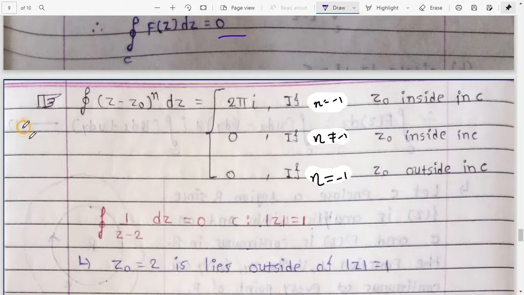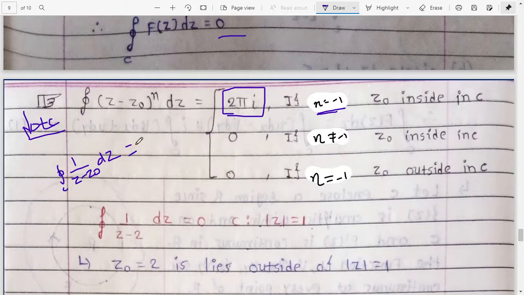Now, note: the integration over closed curve of (z minus z0) raised to n dz is equal to 2 pi i if n is equal to minus 1 and z0 is inside C, which we have proved earlier. The integration of 1 upon z minus z0 dz over closed curve C is equal to 2 pi i.